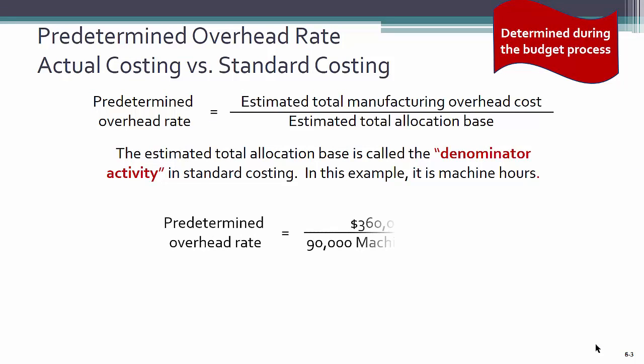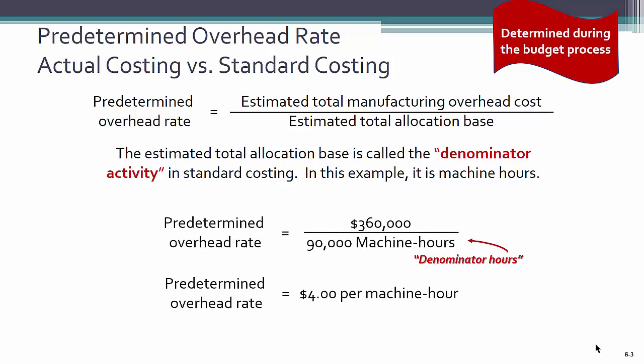When we've discussed the predetermined overhead rate, the POHR, in earlier chapters, we've defined the POHR to be equal to estimated total manufacturing overhead cost divided by the quantity of some estimated total allocation base. The allocation base has usually been direct labor hours or machine hours. When standard costing is used, the allocation base is referred to as the denominator activity.